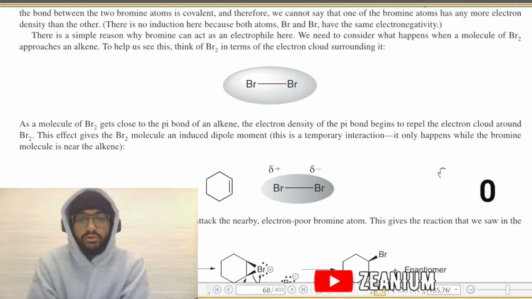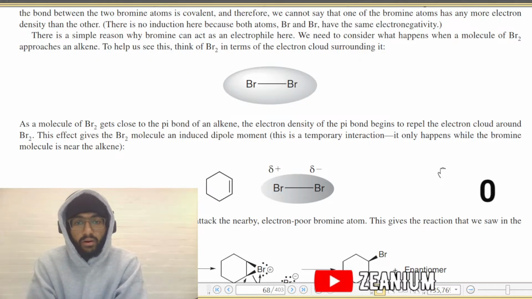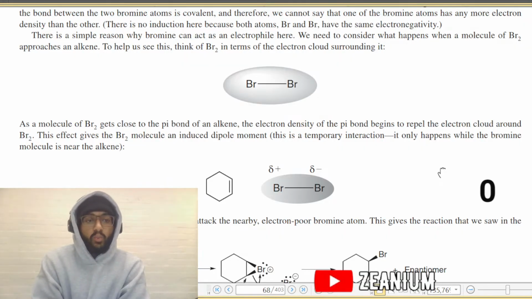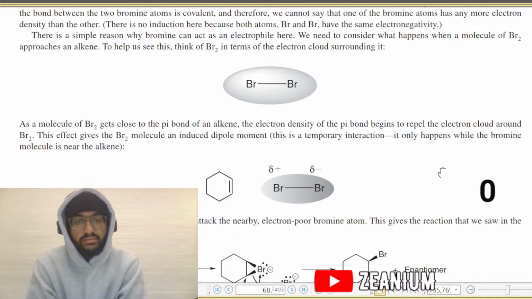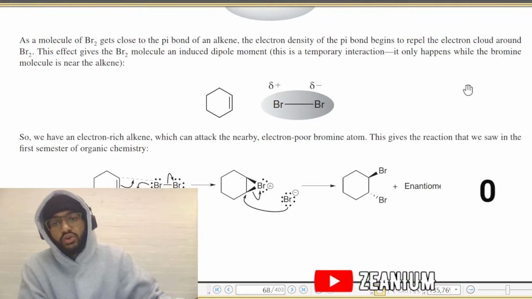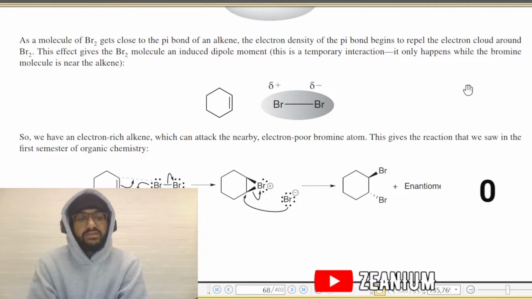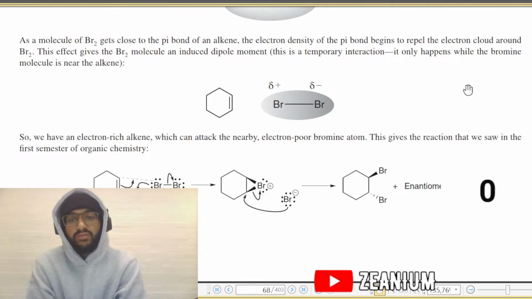As the bromine molecule gets close to the pi bond of an alkene, the electron density of the pi bond begins to repel the electron cloud around bromine. This effect gives the bromine molecule an induced dipole moment. This is a temporary interaction. It only happens while the bromine molecule is near the alkene. So we have an electron-rich alkene, which can attack the nearby electron-poor bromine atom. This gives the reaction that we saw in the first semester of organic chemistry.